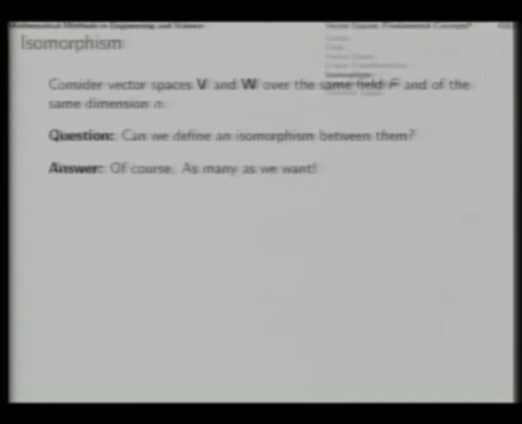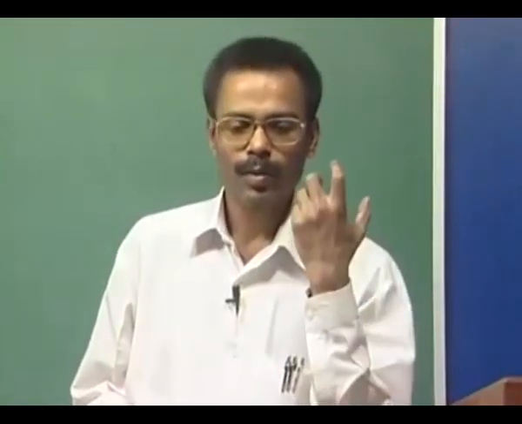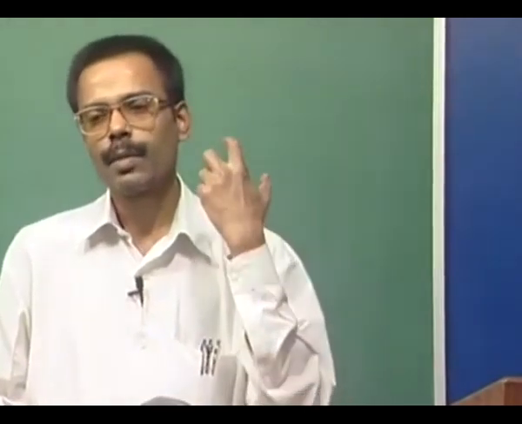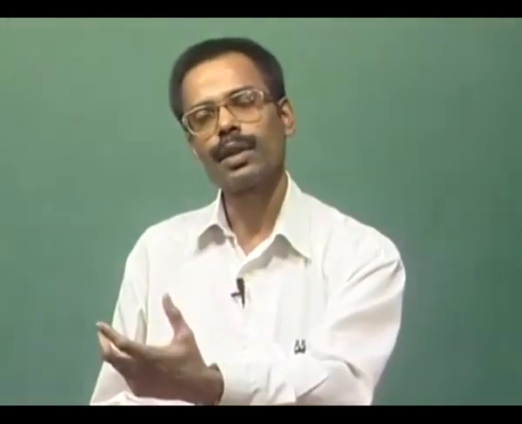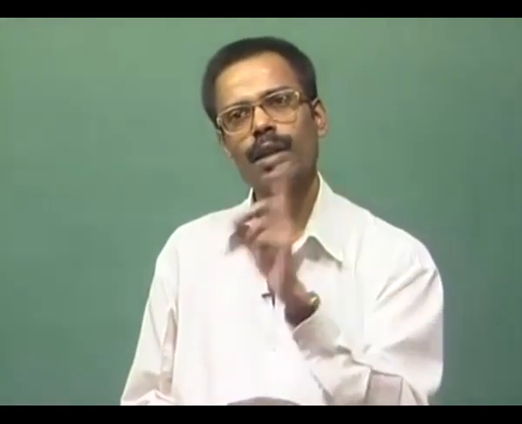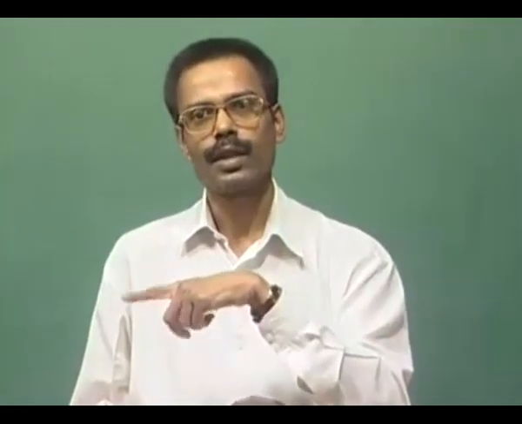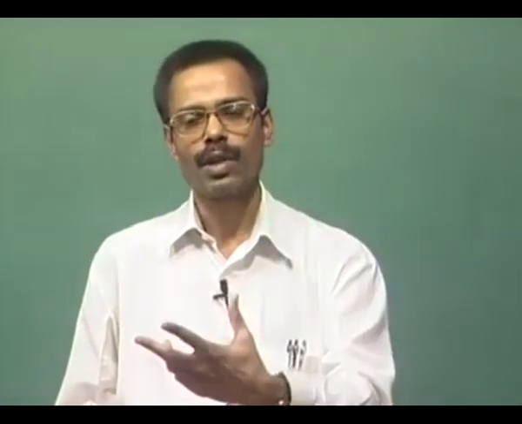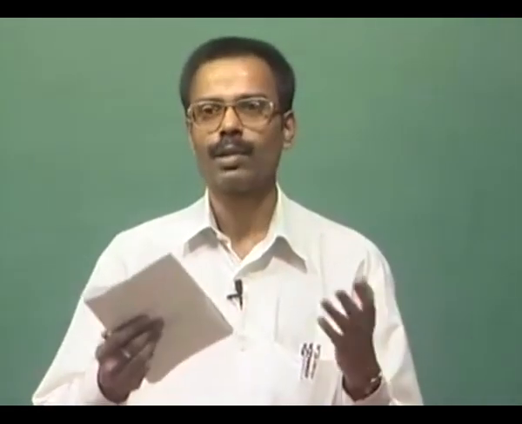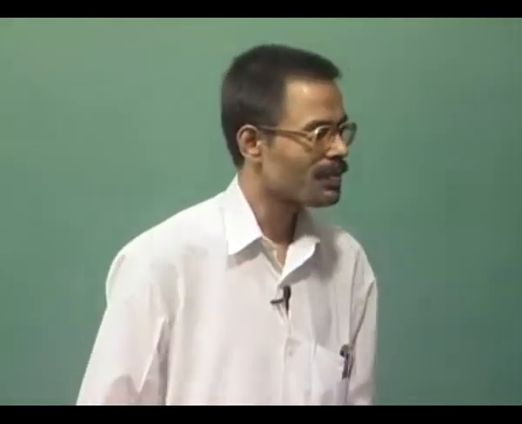The simplest one is identity, where the n basis members from V get mapped exactly to the n basis members in W in the same order. That is the identity transformation, which in the matrix terminology is the identity matrix.